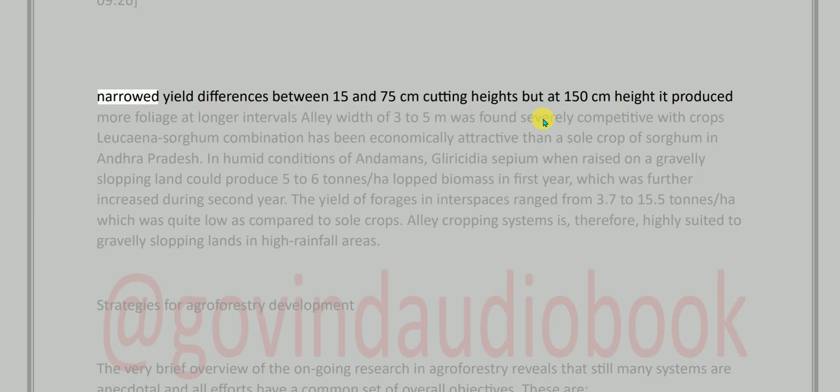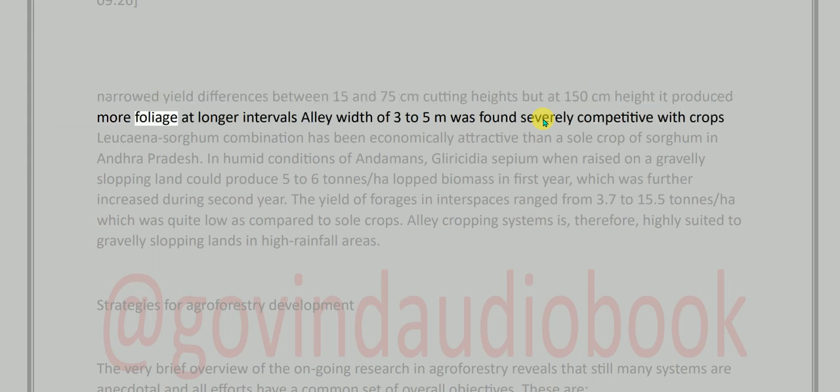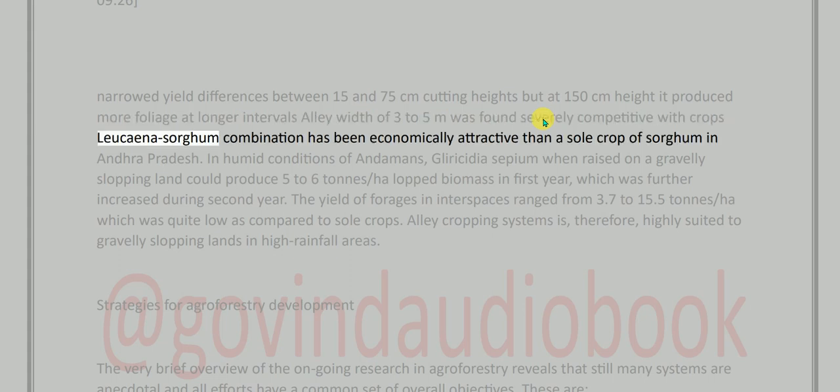narrowed yield differences between 15 and 75 centimeters cutting heights, but at 150 centimeters height it produced more foliage at longer intervals. Alley width of 3 to 5 m was found severely competitive with crops. Leucaena-sorghum combination has been economically more attractive than a sole crop of sorghum in Andhra Pradesh.